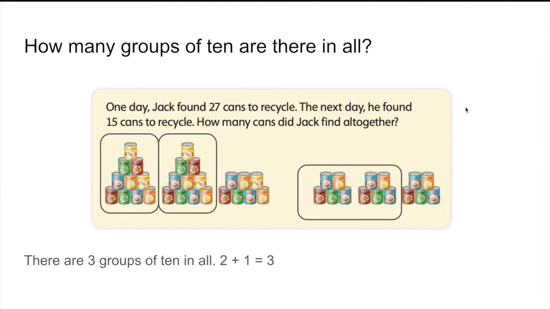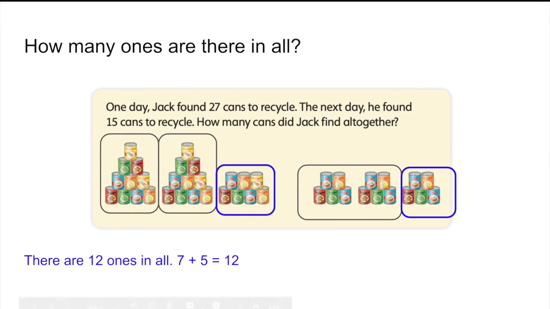All right, so let's get back to the adding. Let's add up the tens first. How many groups of 10 are there in all? There's 3 groups of 10 when we put them together, because 2 plus 1 is 3. You could also count it 10, 20, 30. 3 groups of 10 is the same as 30. And now we're going to add up the ones. I used blue for the ones to keep them separate. 7 plus 5 is 12. There are 12 ones.